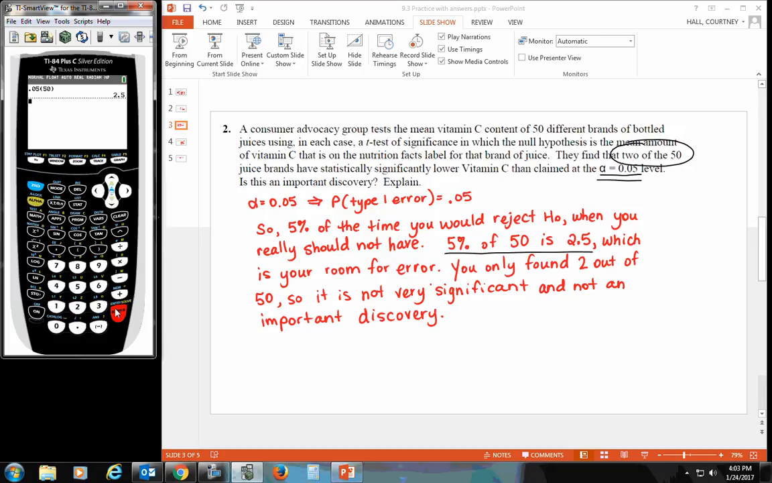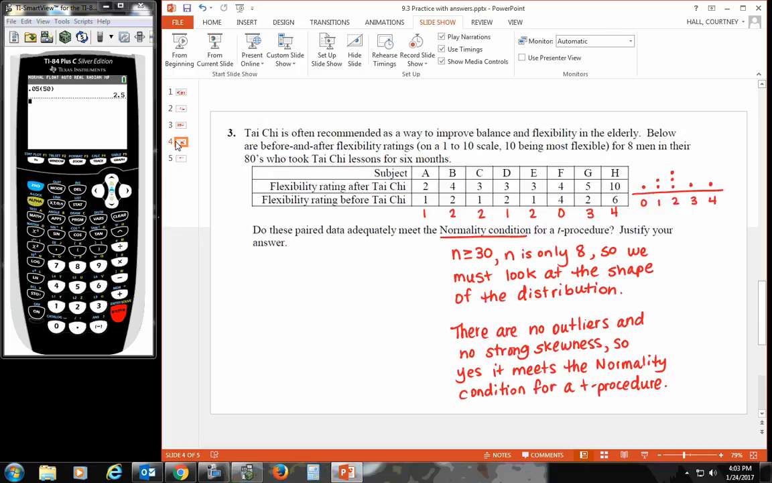Now, if they would have found 3 out of 50 or 4 out of 50 or 5 out of 50 or so on, then we would say it's significant enough that there's been a mistake made. But that 5% times 50 allows us a 2.5 kind of cushion that as long as it's within that amount, then we're okay with the testing, the conclusion that we've come up with. Okay.